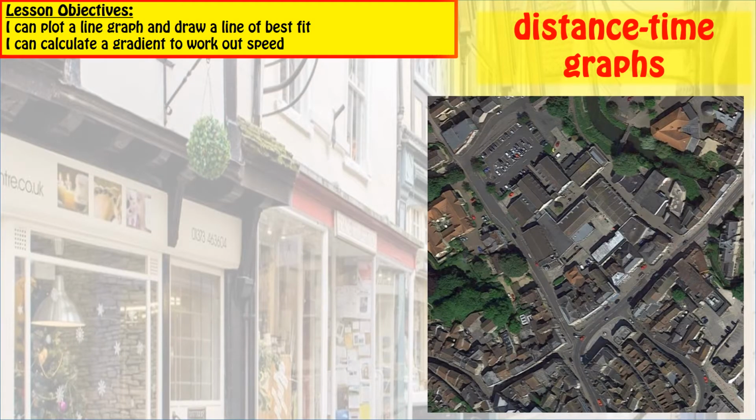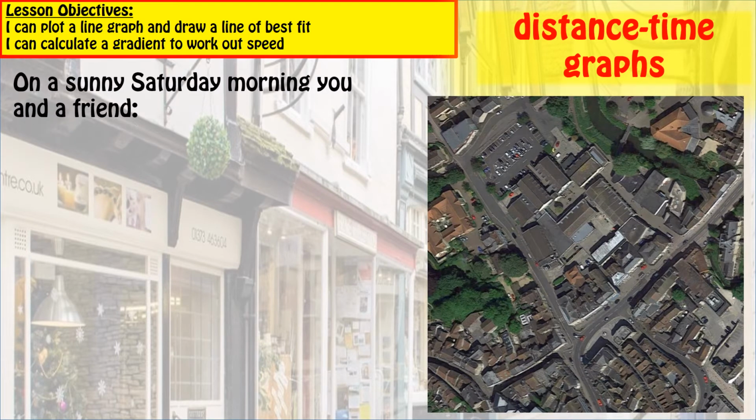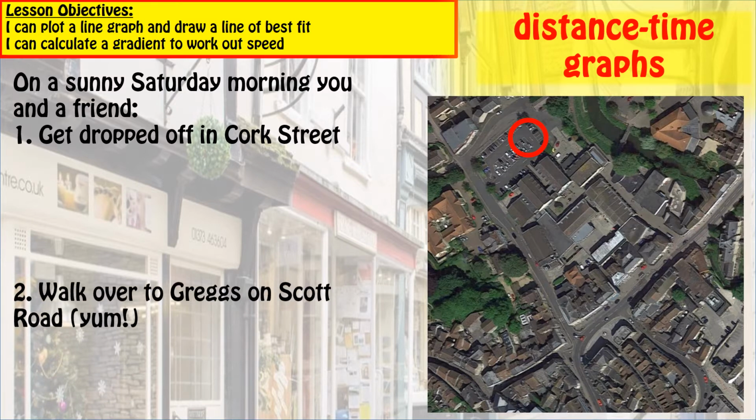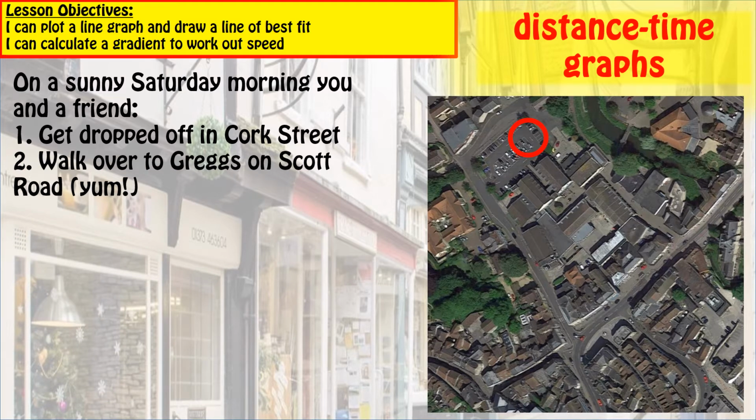So on the right hand side we see a map of Frome. You can see a car park near the top left and lots of roofs of lots of shops. You might recognise some of this. So let's say on a sunny Saturday morning, you and a friend get dropped off in Cork Street. The red circle there denotes where Cork Street is and where you might have been dropped off. Then you walk over to Greggs on Scott Road.